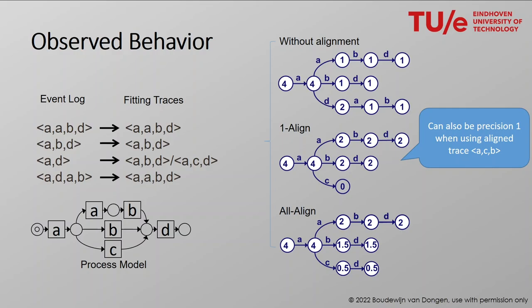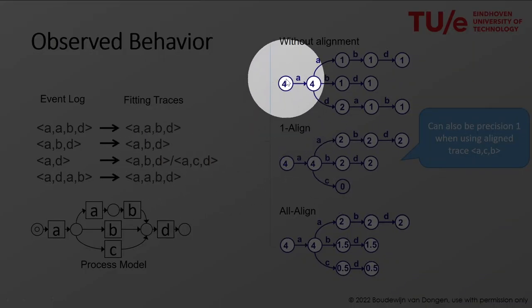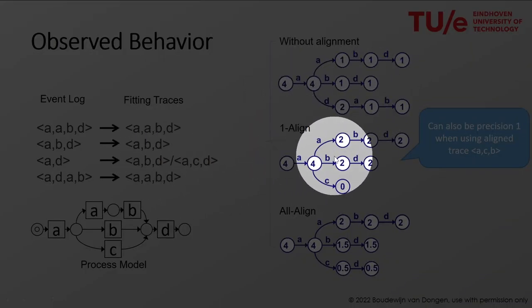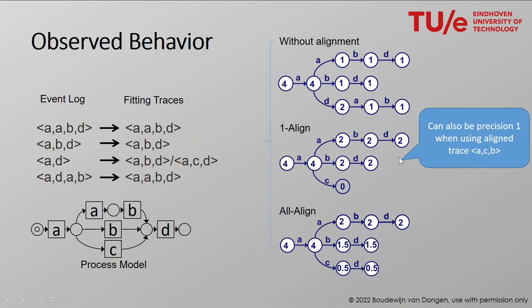You get different notions of precision. If you do not use alignments, then the prefix tree looks like this. If you use one alignment, meaning you just take an arbitrary alignment, you pick the best one that the algorithm gives you, you get this, for example. You could also use all possible alignments. Like, we have a trace AD, and there are two ways to align this. You can do a BD, where B is a model move, or a CD, where C is the model move. Theoretically, very nice exercise. You then get a different graph, like here.